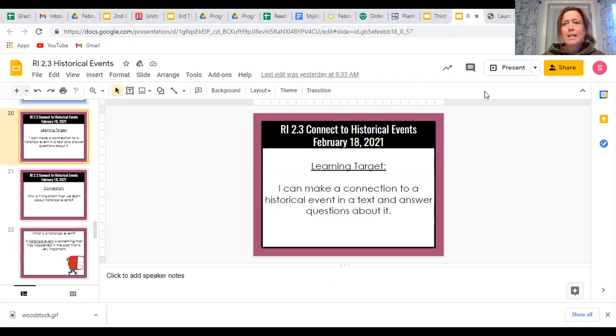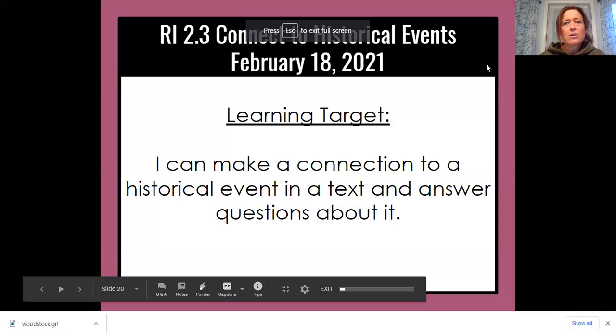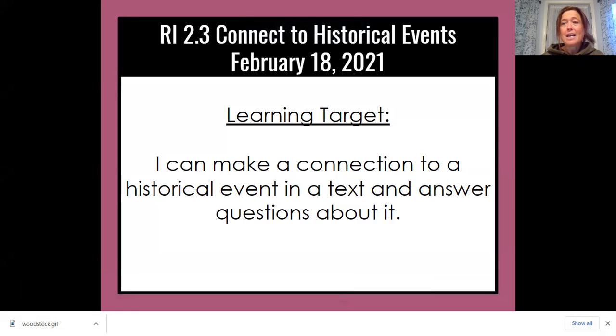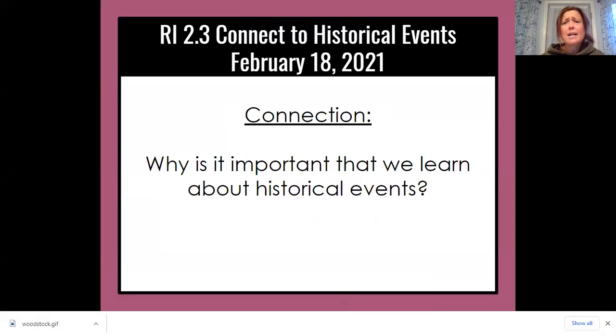Okay, so today is February 18th and our learning target is, I can make a connection to an historical event in a text and answer questions about it. This is what we've been doing this week. Analyzing historical events. Yesterday we did a timeline. Today we are going to continue with our timelines.